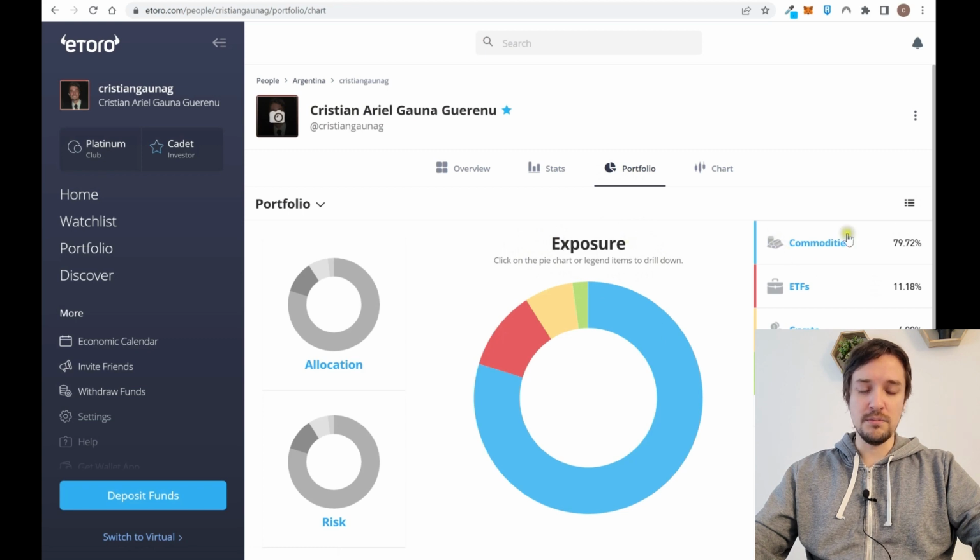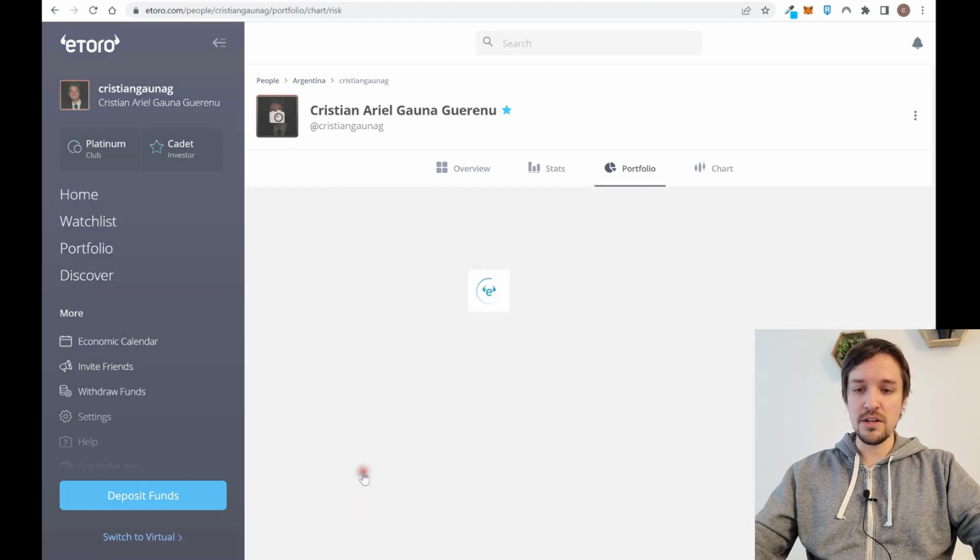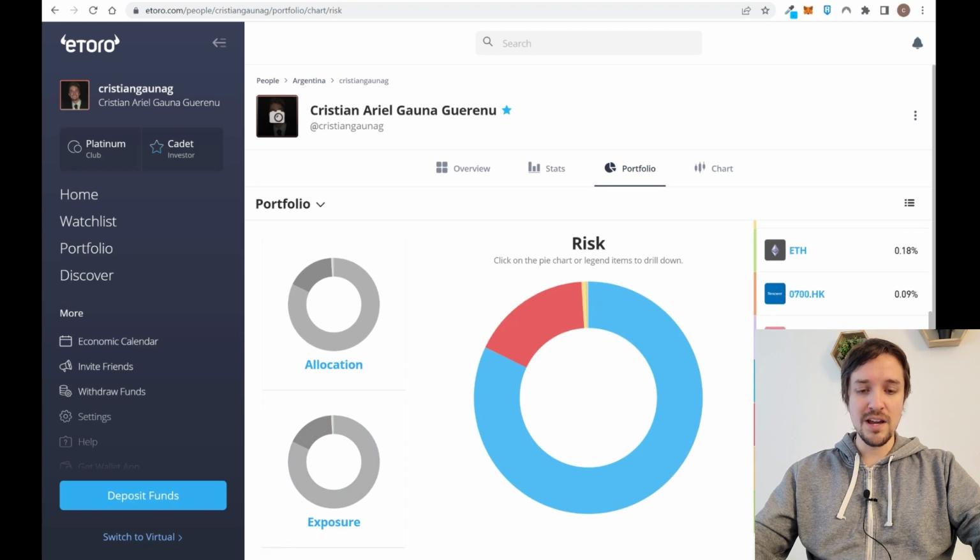For example, as I said before, I'm focusing right now on commodities because I'm trading with oil, but I also have a position in ETFs, exchange traded funds, some crypto and some stocks. You can understand the allocation and the risk all in here. I think it's quite easy to understand. They do a really good job showing the information in an easy way to understand.